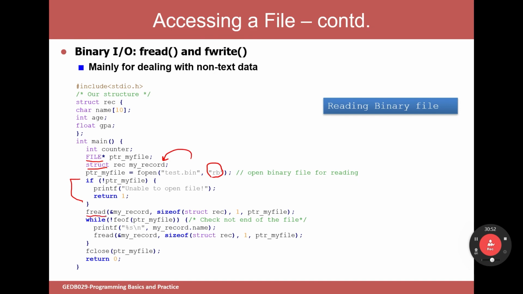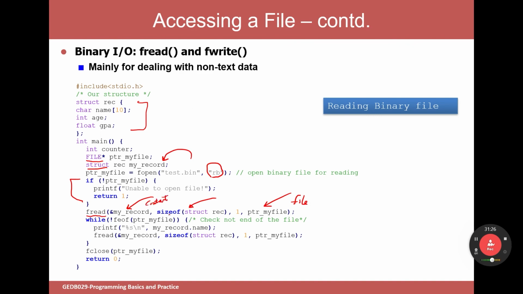This is the reading. fread means file read. You will read from the file. How much do you read from the file? You will read this amount, the size of one structure record. I will read it in one shot. Where do I read from? From this file. This is the file I want to read from. Where do I put the data I'm reading? I will put the data inside my record, so the contents will be here.